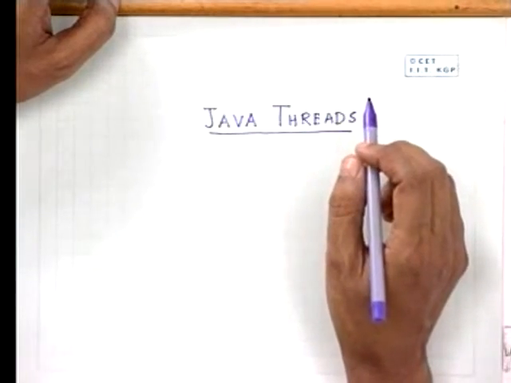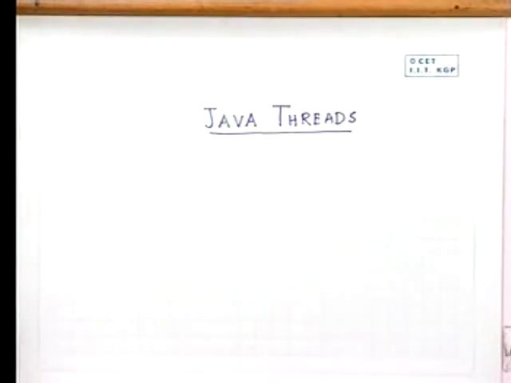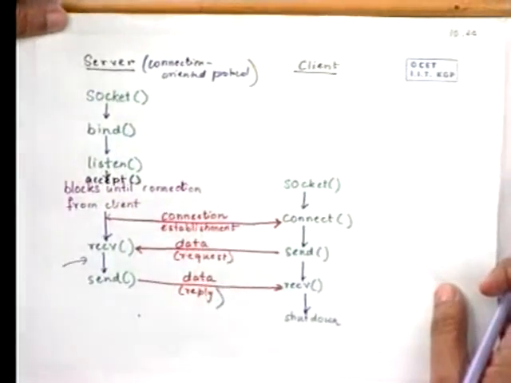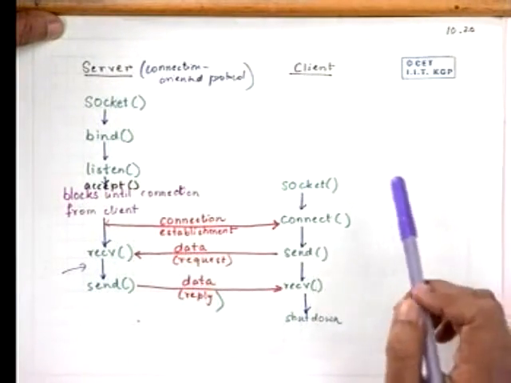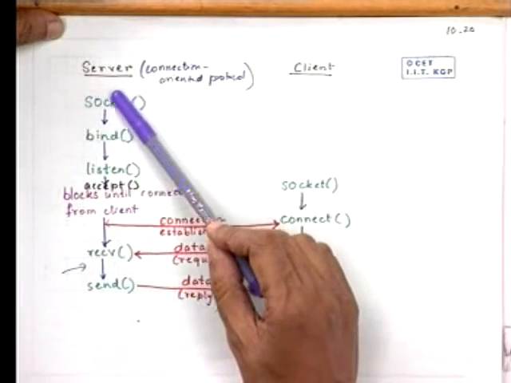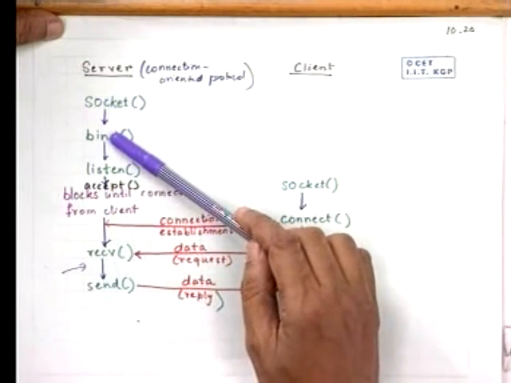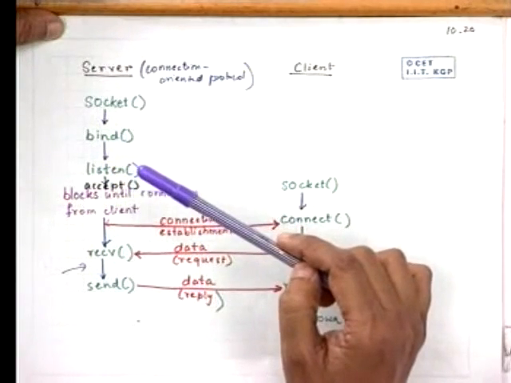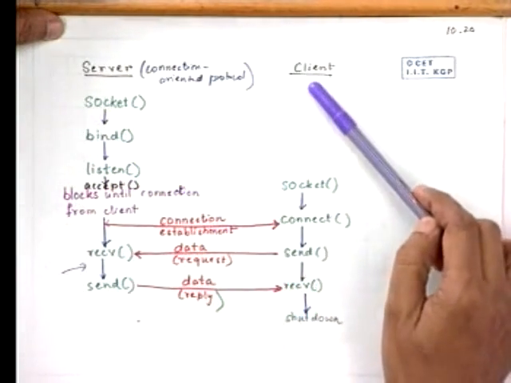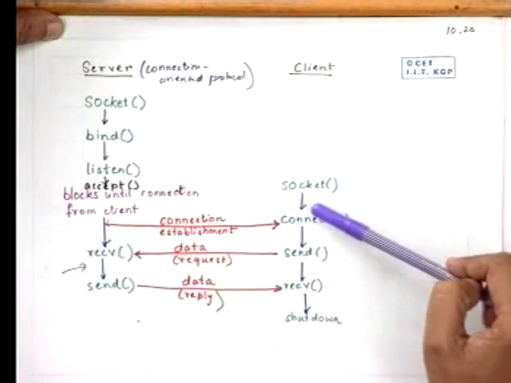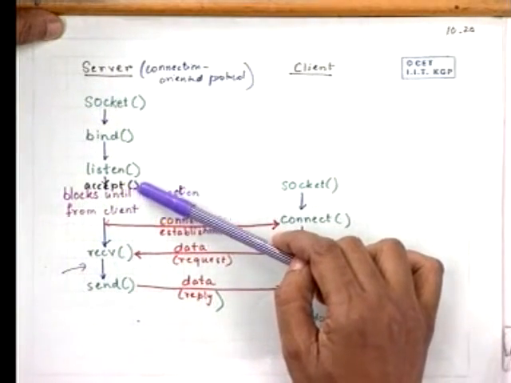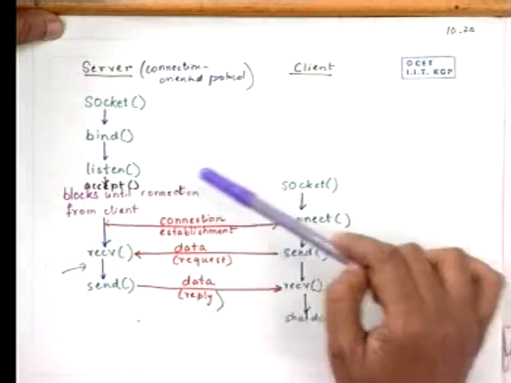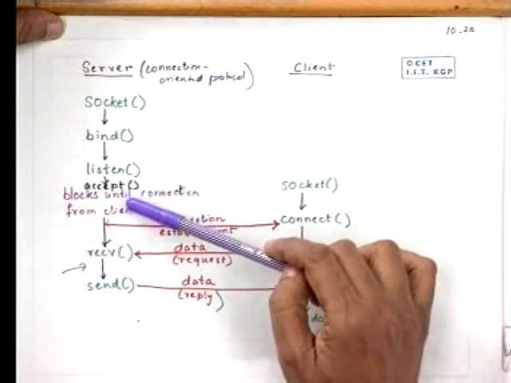If you recall, when we talked about client server communication, we said there are two types of communication possible. One is the connection oriented protocol, in which the server opens a socket, binds it, and then listens to the socket. Similarly, the client also opens a socket, connects to it, and tries to check whether the client is communicating to it.